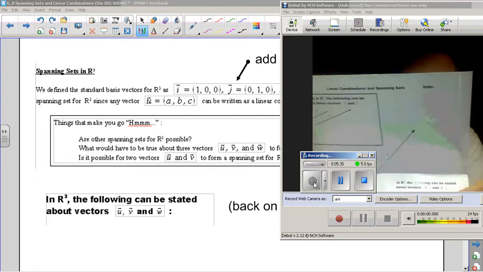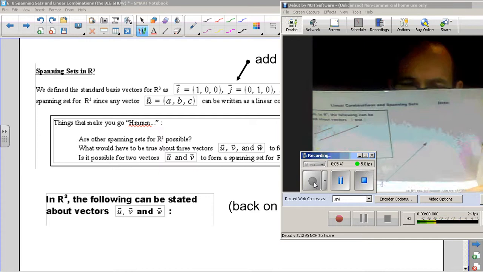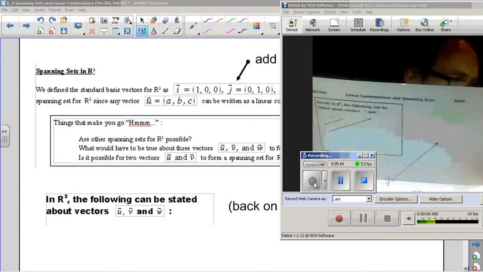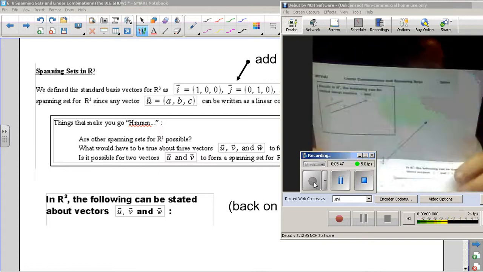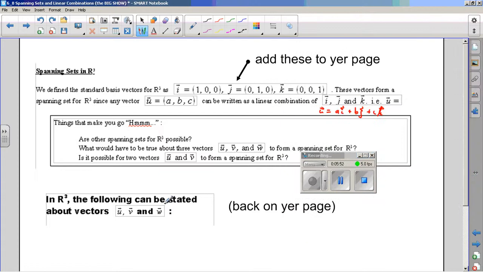And so down here, we're going to write some stuff about what it means for three vectors to be a basis for space, or a spanning set for space. And so right here, we are going to write this stuff. Are you set? In R3, the following can be stated about vectors u, v, and w. This is with your folded model. They're not coplanar, which means they don't lie all on one plane.